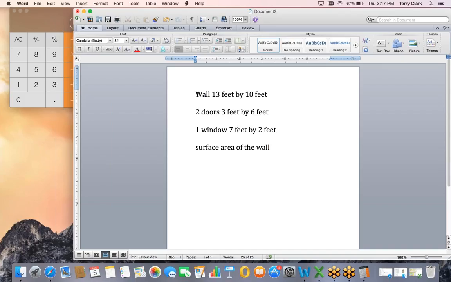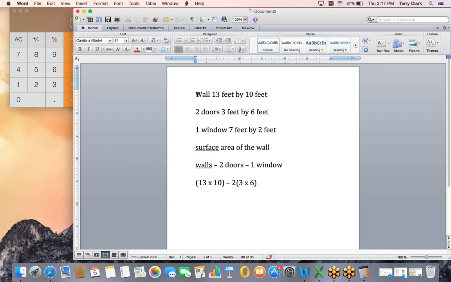Okay, so the way we're going to do this, if you have any questions about it, you can always use labels. We're going to take the wall, minus the two doors, and we're going to subtract out the one window. So that's the way that's going to work. Okay, so the wall is going to be 13 feet by 10 feet. And then the two doors is going to be 2 times the 3 feet by 6 feet.